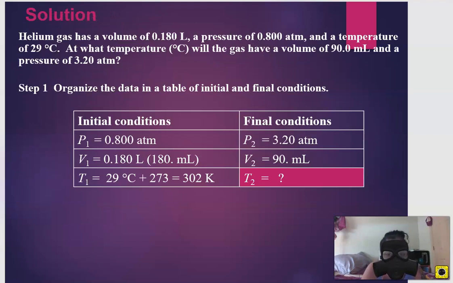So first we're going to sort our data into initial and final. The initials are the givens: pressure 0.8 atmospheres, volume 0.18 liters. Multiply that by 1,000 to get 180 milliliters so that these volumes are in the same units. Temperature changed to Kelvin. Final conditions: pressure 3.2 atmospheres, volume 90 milliliters, and we're looking for the temperature.